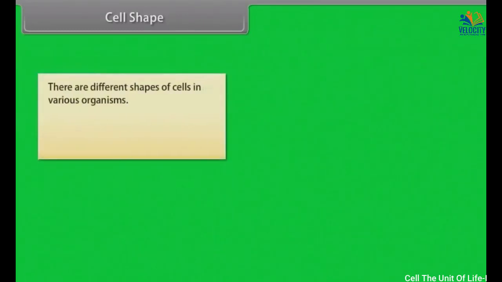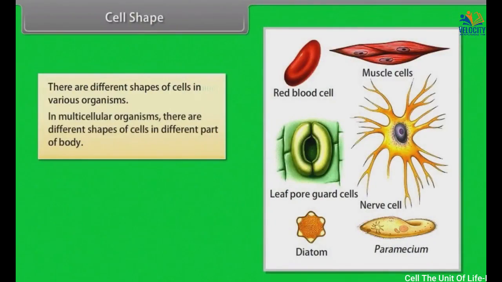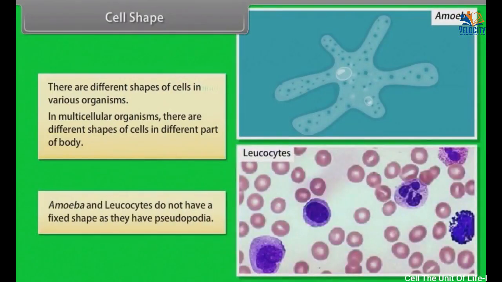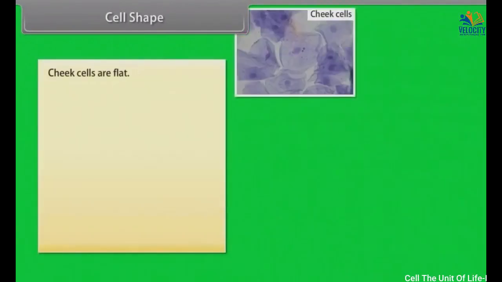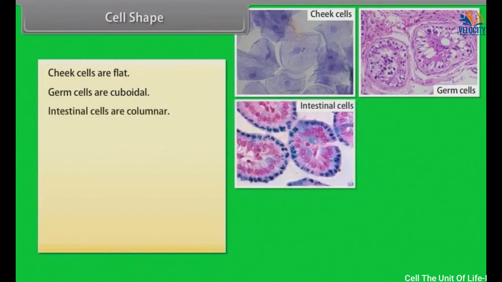Cell shape. There are different shapes of cells in various organisms. In multicellular organisms, there are different shapes of cells in different parts of the body. Amoeba and leukocytes do not have a fixed shape as they have pseudopodia. Cheek cells are flat. Germ cells are cuboidal. Intestinal cells are columnar.